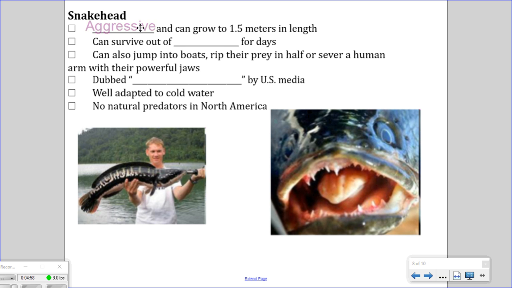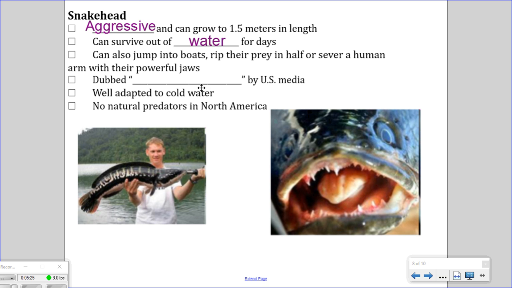Another example is the snakehead fish. The snakehead fish is particularly aggressive and can grow to 1.5 meters in length. The snakehead fish can survive out of water for days. It has a set of very primitive lungs, which allow it to breathe oxygen outside of the water. It can also jump into boats and rip their prey in half or sever a human arm with its powerful jaws.